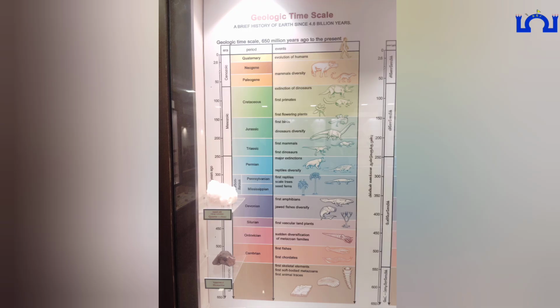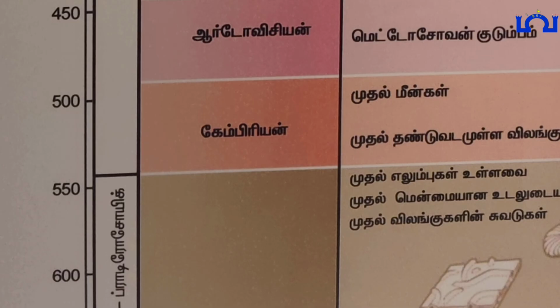To the period ranging to 450 million years we have the Silurian period with first vascular land plants. Vascular means xylem and phloem, like our arteries and veins. Plants develop inside tubular structures. Then to 500 million years we have the Ordovician period, where the sudden diversification of metazoan families takes place. And before 500 million years we have the Cambrian period, where the first fishes evolved with first chordates. And before that, the Precambrian era, up to 650 million years, we have the first skeletal elements, first soft bodied metazoans, and traces of first animals. We are able to have this time classification only on the basis of the fossils that we have got.